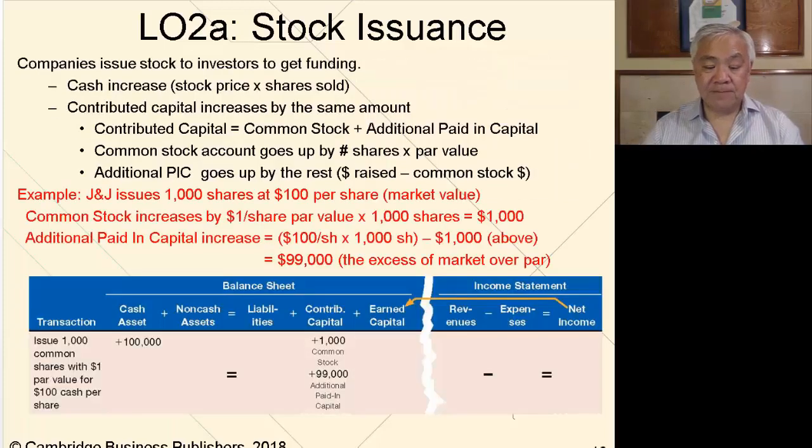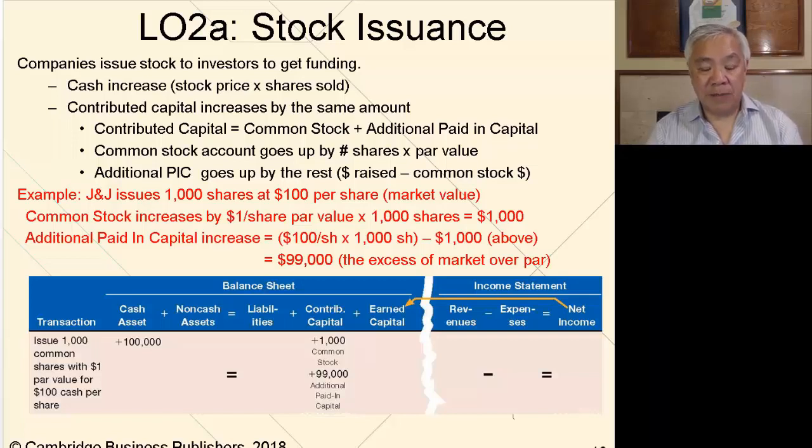Let's look at an example of this. If we look at J&J and they issue 1,000 shares at $100 per share, the common stock is increasing by the par value, which is $1 per share, times 1,000 shares equals 1,000. The additional paid-in capital is the difference in the cash paid, which is the full amount of 1,000 shares times $100 each. That's $100,000 minus the 1,000 that is already recorded as the par value of common stock issued. We end up with $99,000 as additional paid-in capital.